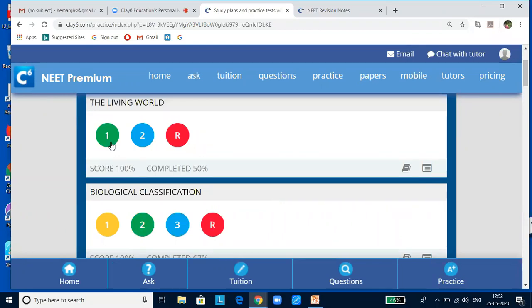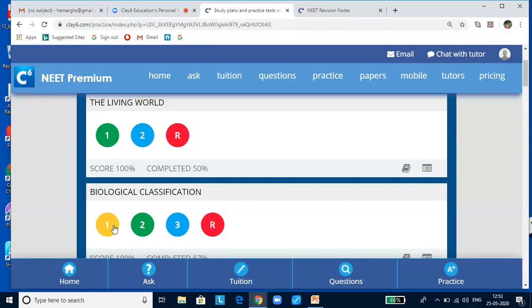The green bubble indicates that you have completed the test, but you can revisit the test any number of times you want till you are perfect and get all the questions right. Blue bubble indicates that you have not taken the test yet. Now yellow bubble shows that you have not completed the test.